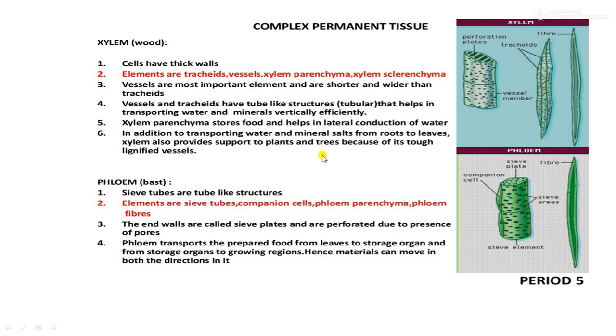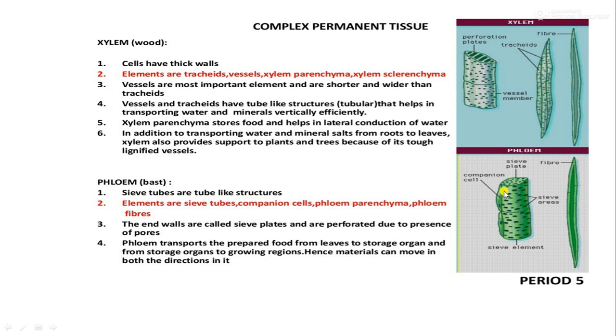Then comes to phloem. Phloem is also called a bast. Okay, bast. Xylem is called a wood. Phloem is called a bast. Then what are the components? Sieve tubes. So sieve tubes are the important structures, sieve elements or sieve tubes.